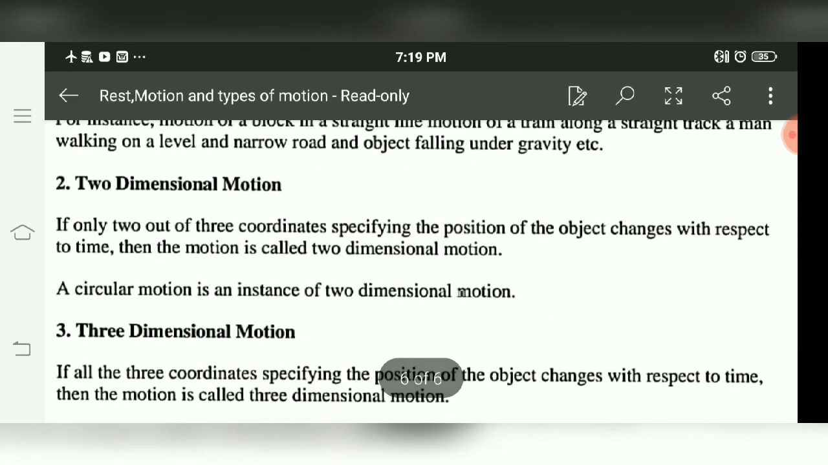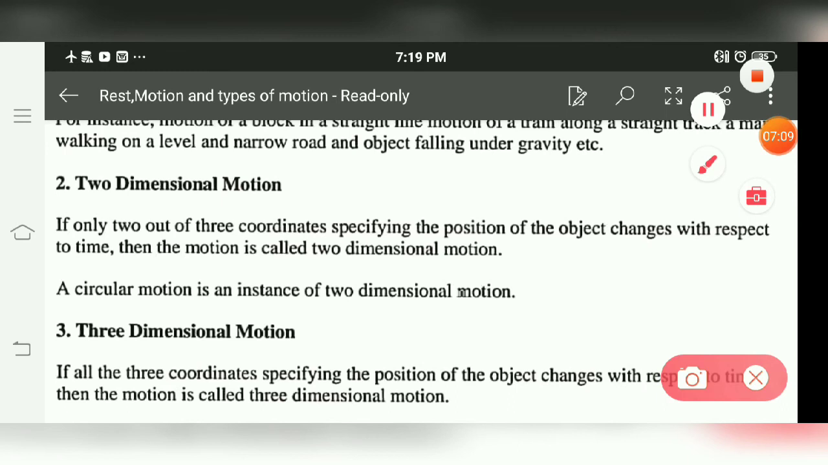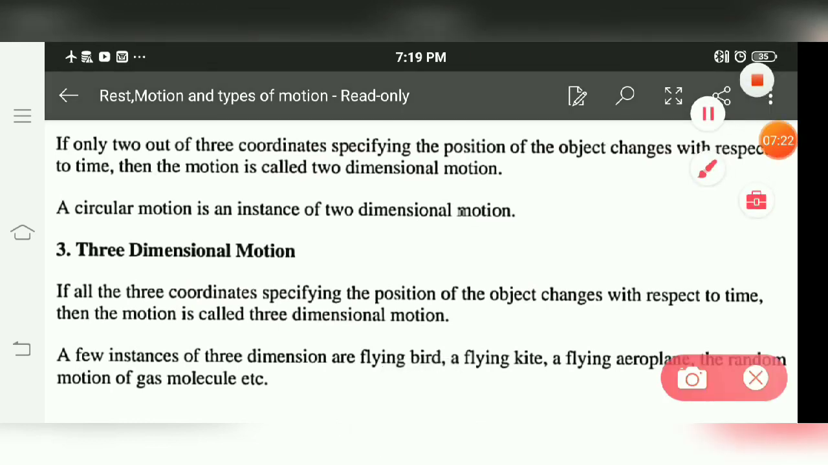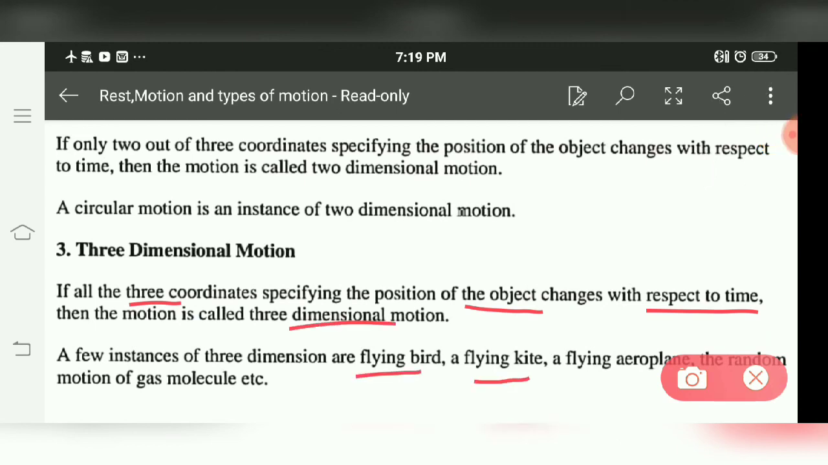So if only two out of three coordinates required to specify the position of an object change with respect to time, then it's said to be two-dimensional, like circular motion. Now three-dimensional: if all three coordinates specifying the position of the object change with respect to time, then it's called three-dimensional. For instance, a bird flying, a flying kite, a flying aeroplane, and random motion of a gas molecule.